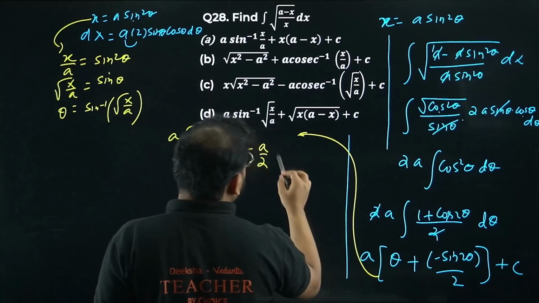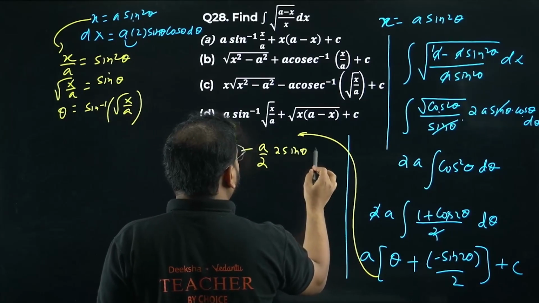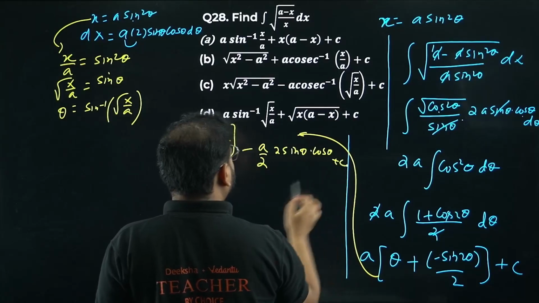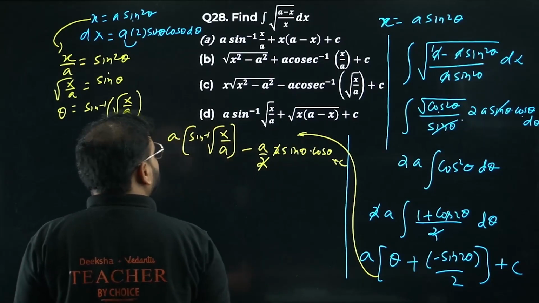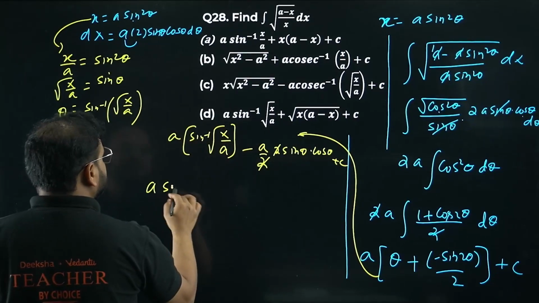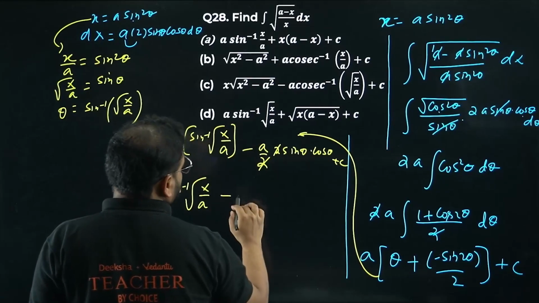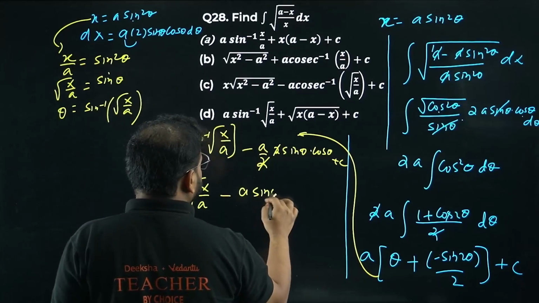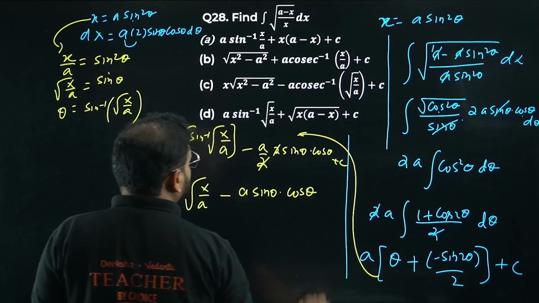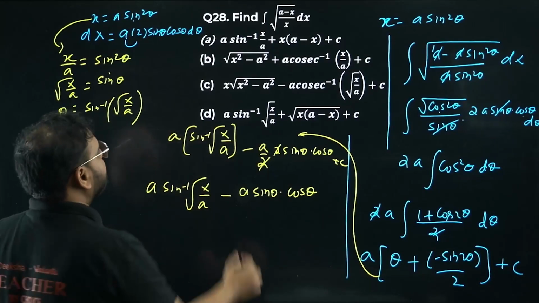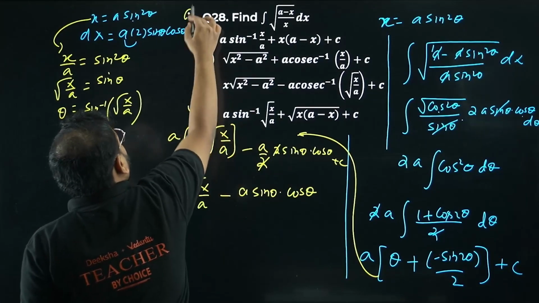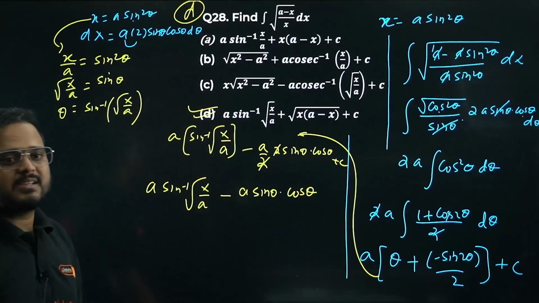Write sine theta as 2 sine theta cos theta plus c. You can get 2 and 2 cancel. Okay, so you have a sine inverse of root x by a minus a sine theta cos theta. Please check your answer, it is directly option number D. Option D is correct.